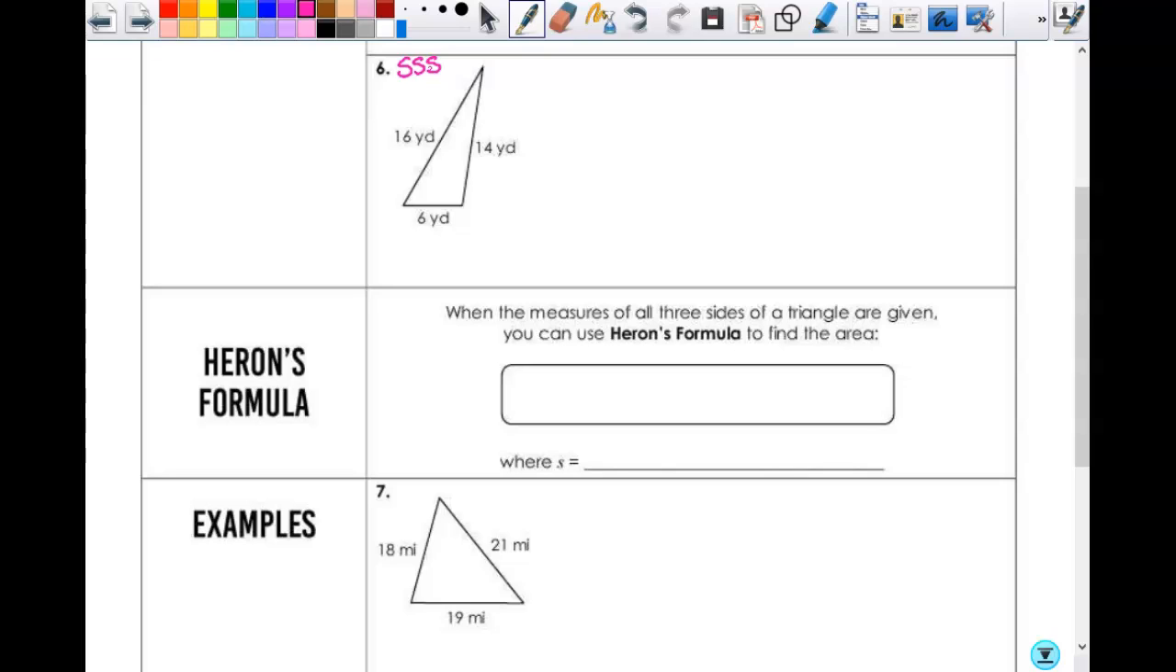So do you want to find the top one, the left one, or the right one? Okay, right is what I heard the most, so we'll go with this angle. We'll call this theta. If I'm going to use the law of cosines and I'm finding this angle, then the 16 goes on the outside, right? 16 squared equals 6 squared plus 14 squared minus 2 times 6 times 14 times the cosine of theta.